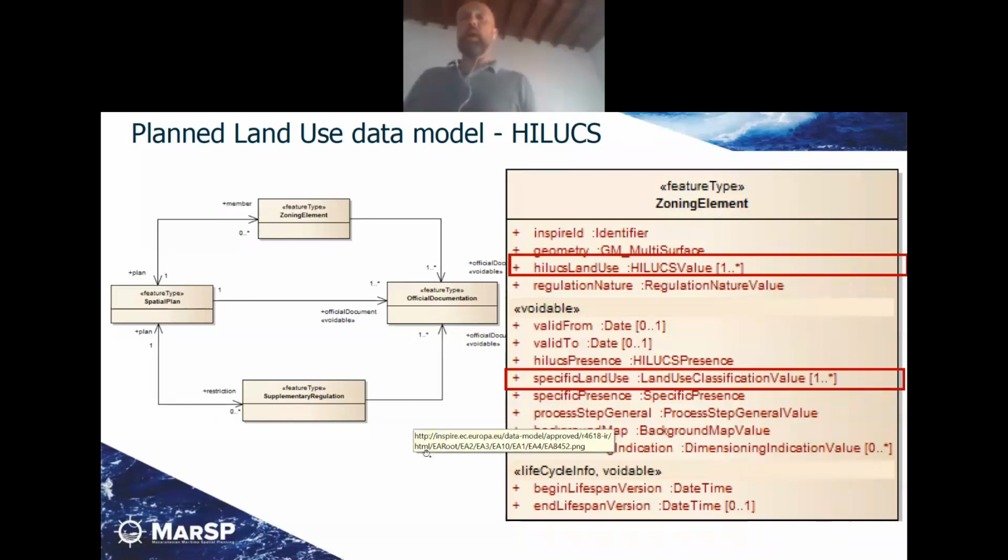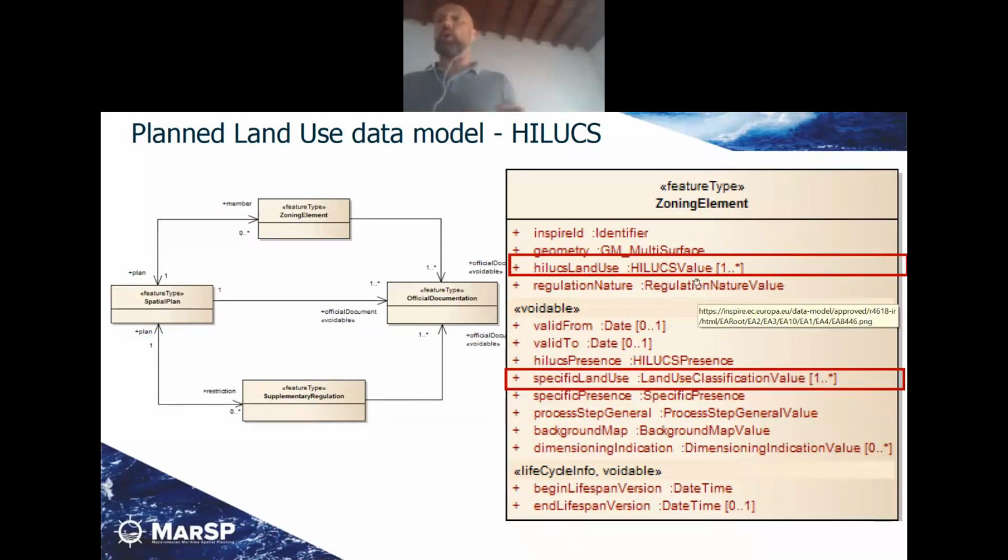When we go inside the model, to the zoning element, we see there are 4 compulsory attributes: the identifier, the geometry, and then a classification of the zoning. This classification is delivered within the hierarchical INSPIRE Land Use Classification System, HILUCS. This is a closed code list. When we tried to map the current maritime spatial plan with this code list, we said okay, this is possible, but the code list, which is closed, was very broad.